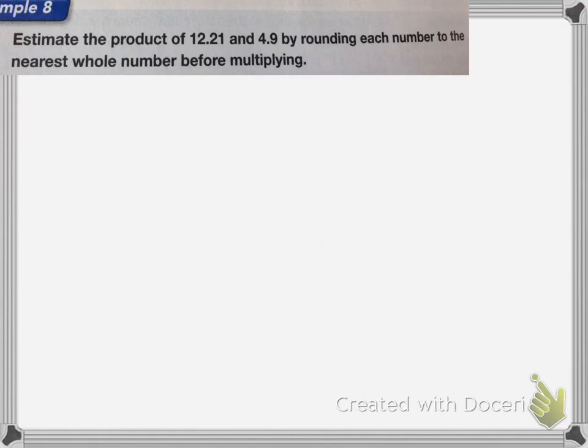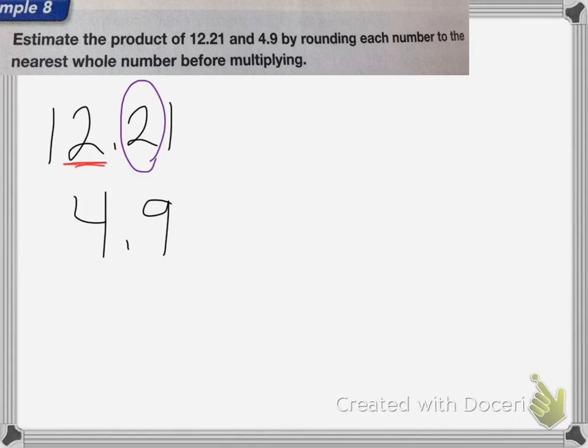Okay, this last part is estimate the product of 12.21 and 4.9 by rounding each number to the nearest whole number before multiplying. So I have 12.21 and 4.9. So with 12, the nearest whole number, that's the ones place. I'm going to look at the number next to it, the 2. The 2 is less than 5. So the underlined number will stay the same. So this is going to turn to 12.